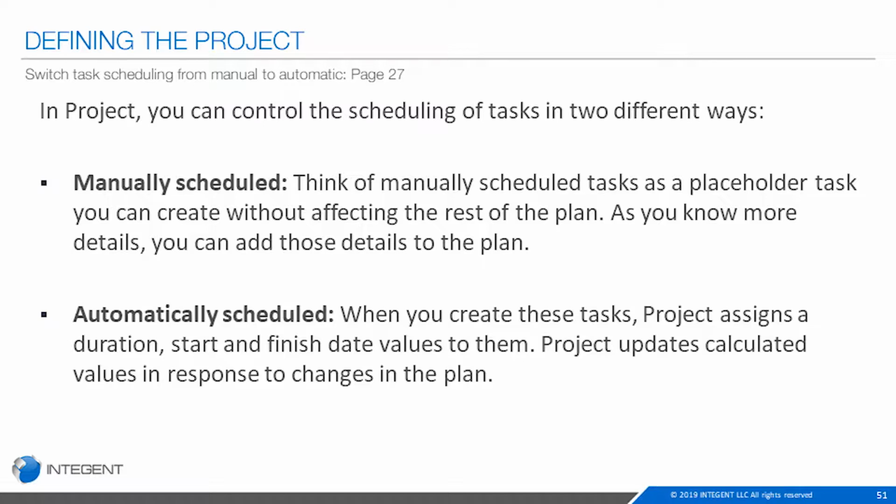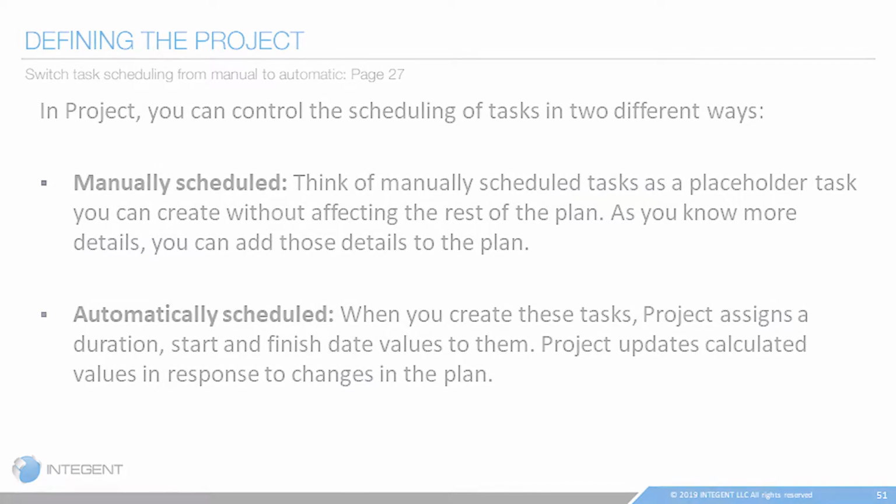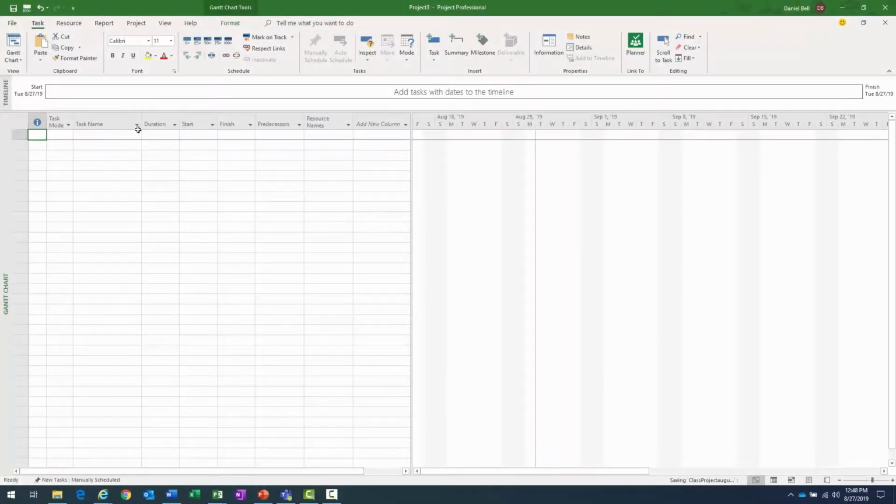Okay, automatically scheduled tasks: when you create these, Project assigns them a start, duration, and finish date automatically. Then Project updates their values automatically based on changes within the project plan. Changes, what are those? Well, those are basically the results of us executing the project. Okay, so let's look a little bit at those manually scheduled tasks.